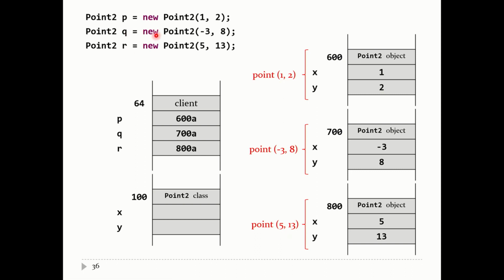New Point2, so new copies that class, plunks it down somewhere in memory. The constructor runs, fills in x and y to -3 and 8. And now you've got two different points having two different sets of coordinates. So this point has its own state, that point has its own state, and the third point has its own state.